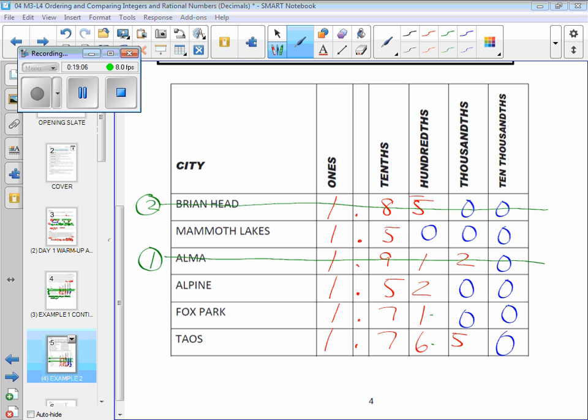Which one's higher, 6 or 1? That gets your number 3 ranking, which automatically means what? Automatically means what? Fox Park is 4. Get to kill two cities with 1 stone there. Get rid of both.